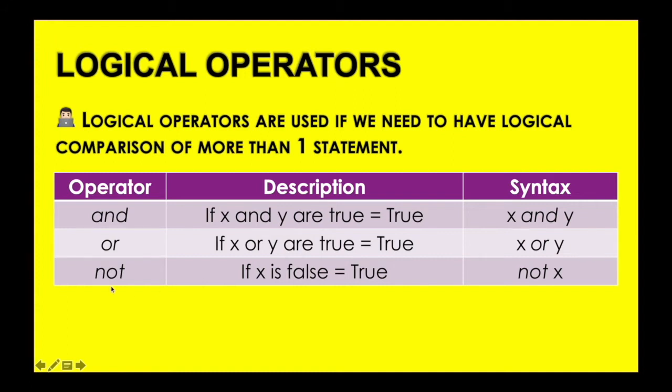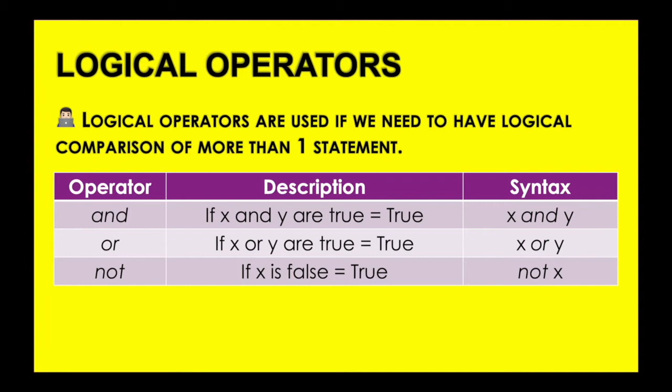Okay, for the third one, don't get confused with our third logical operator, because it is called the NOT operator. Basically, the NOT operator reverses what the logic is saying. For example, based on our description, if X is false, then it is true. Why? It should be false. Based on your first analysis, if X is false, therefore it should be false.